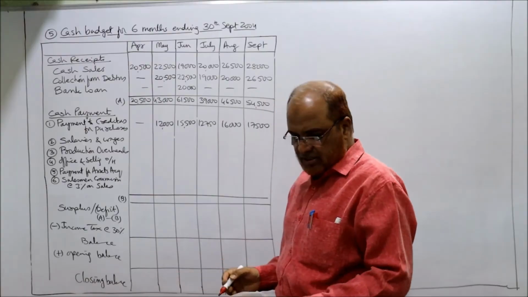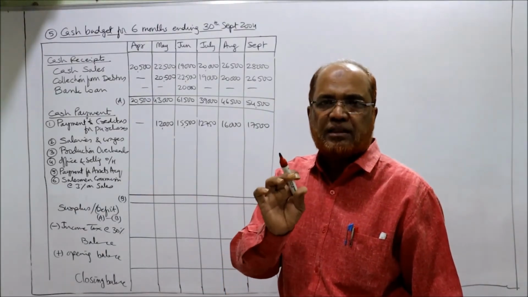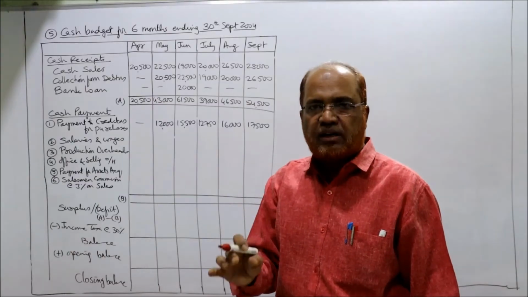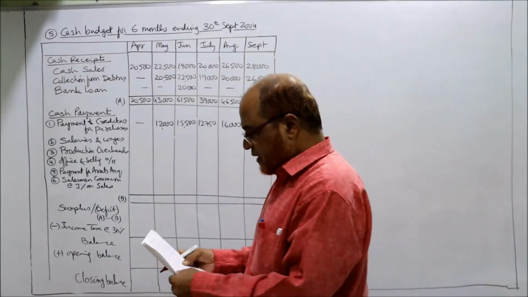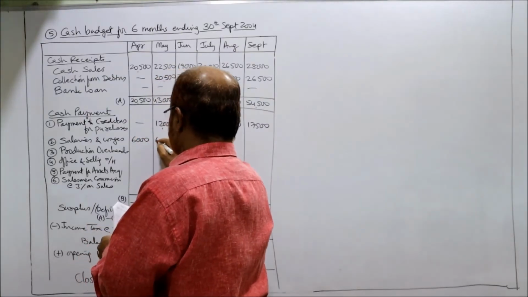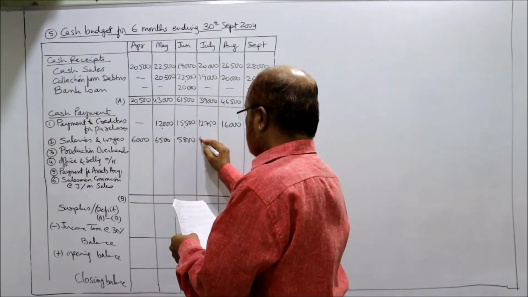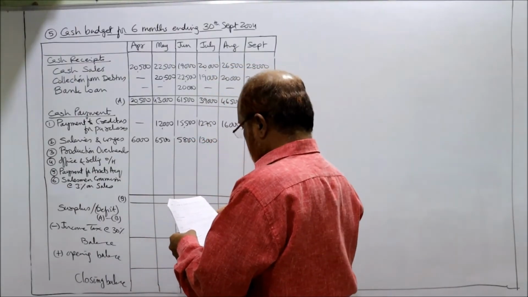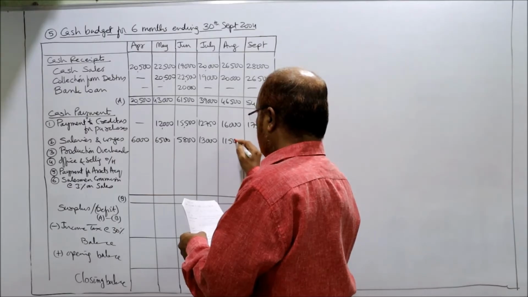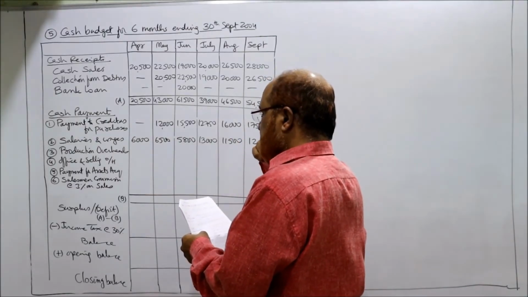Similarly, salaries and wages. Nothing is given regarding salaries and wages. In adjustment, no stipulation is given. So we'll take the respective amount, same amount. 6,000 salaries and wages. Then we have 6,500, 5,800, 13,000. Next we have 11,500. Last one 12,000. We have taken salaries and wages.